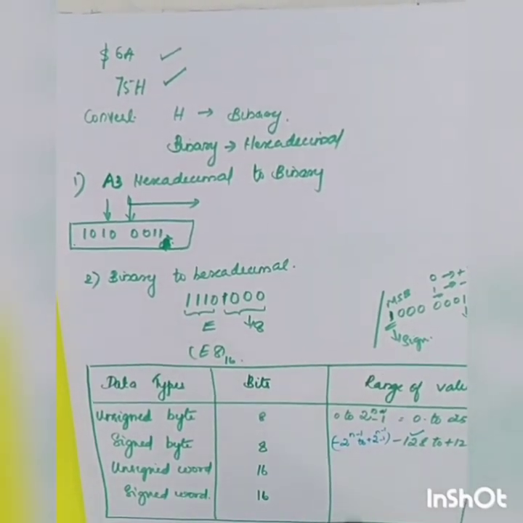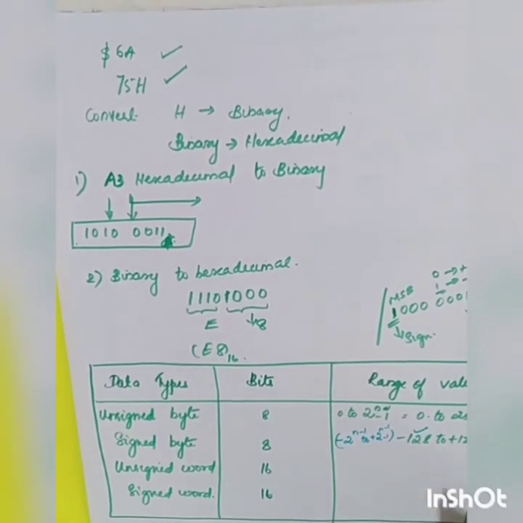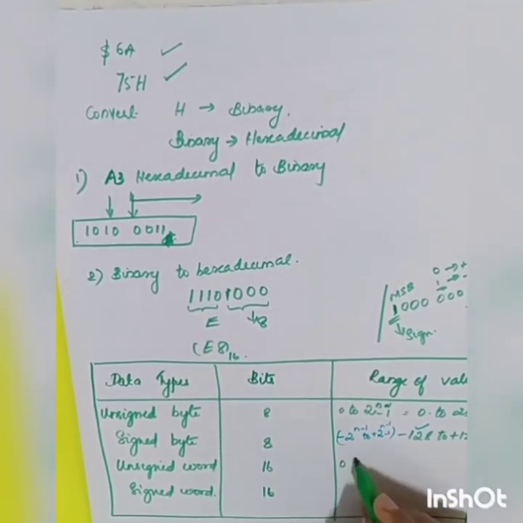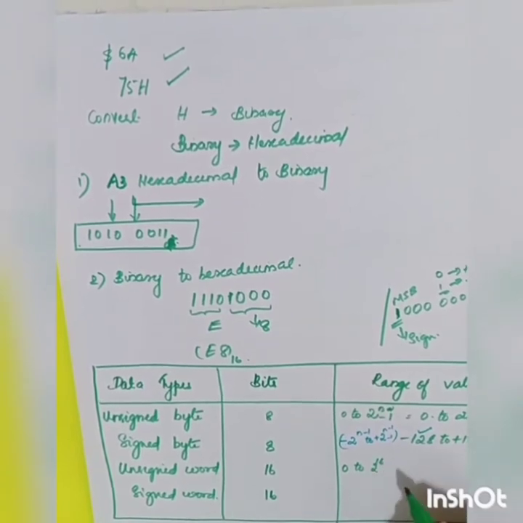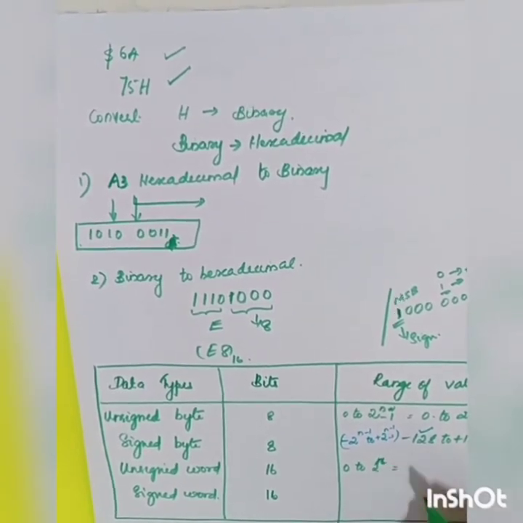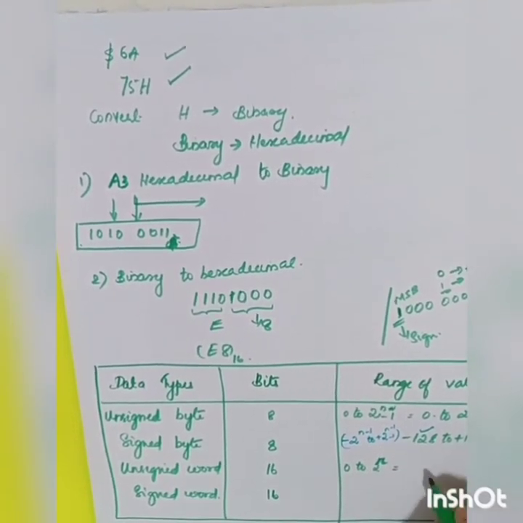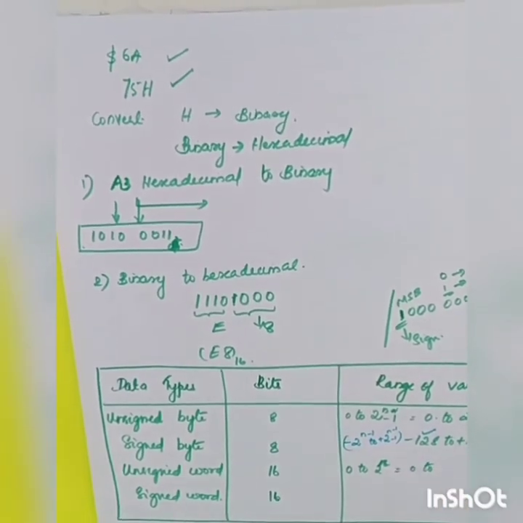Now unsigned word, it is again 16 bits. So what will be the value? It will be 0 to 2 power 16, or 2 power n, right? So what is the value? 0 to, what is 2 power 16?